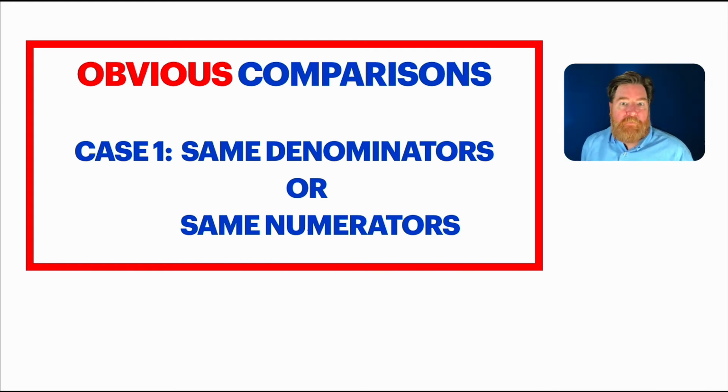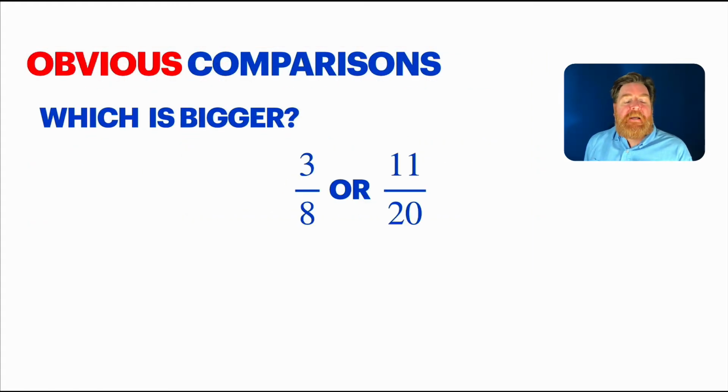All right, I've got one more. What's bigger, 3/8 or 11/20? Now, by the way, notice they don't have the same denominators. They don't have the same numerators. So this isn't an obvious comparison because of case 1. But there is something going on here that's going to be helpful. It's the number 1/2. We're going to use 1/2 as the reference point, as our benchmark.